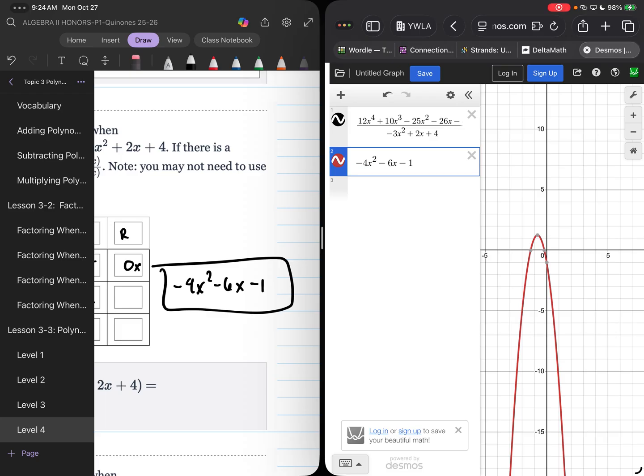How do we feel, everybody? So to re-answer your question, level 4 may or may not have a remainder. You got to be able to do the math to support it. Because in this case, we did not have a remainder. Okay?